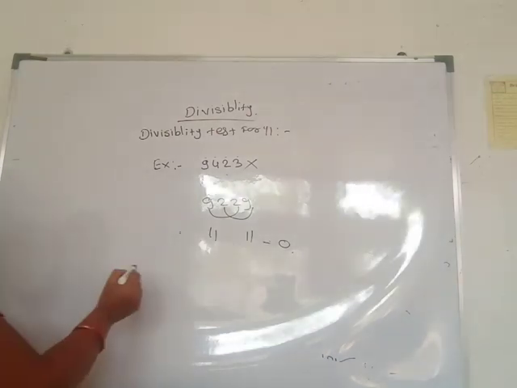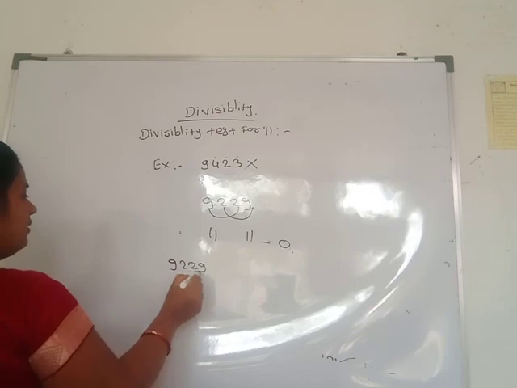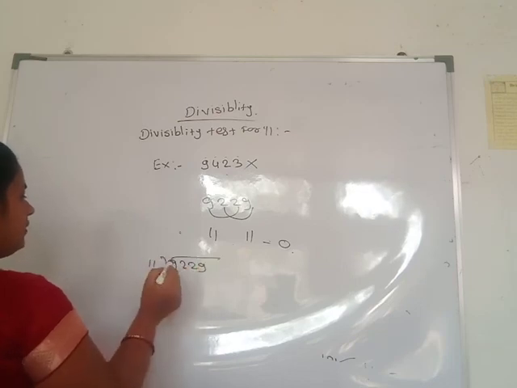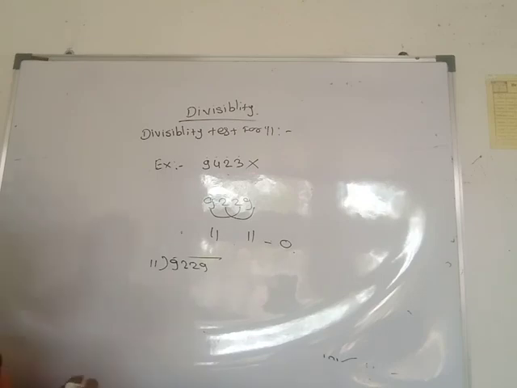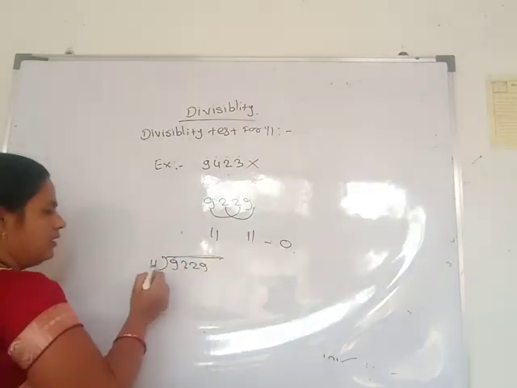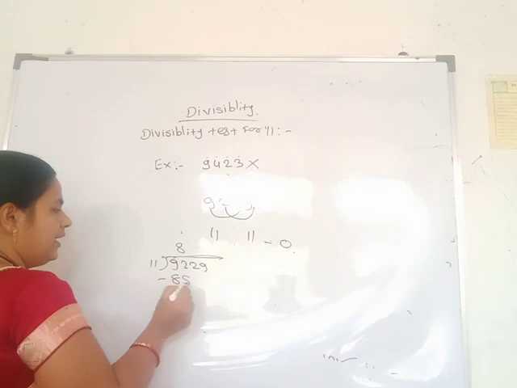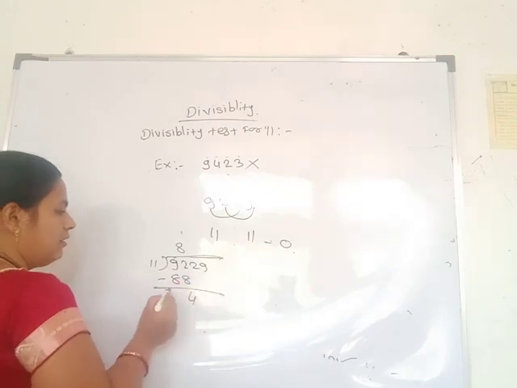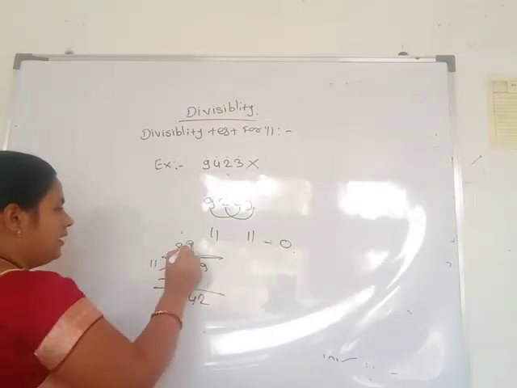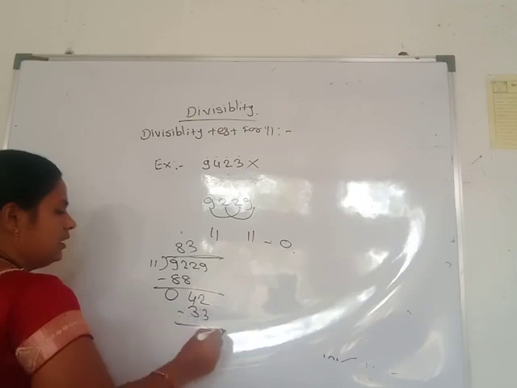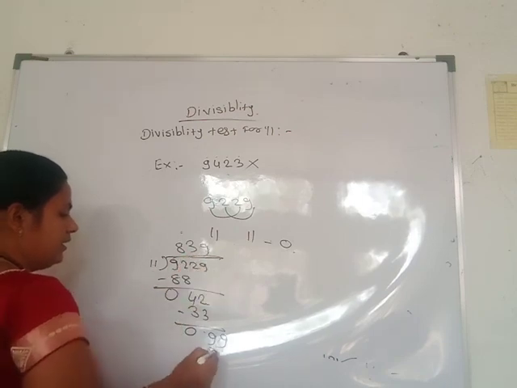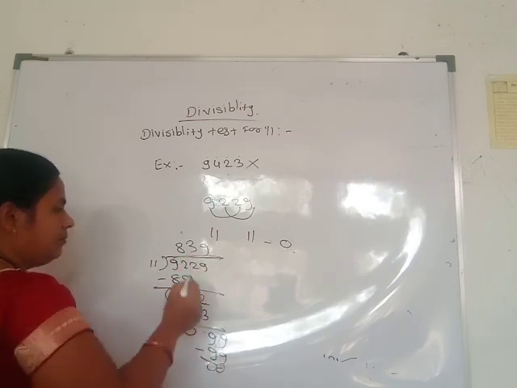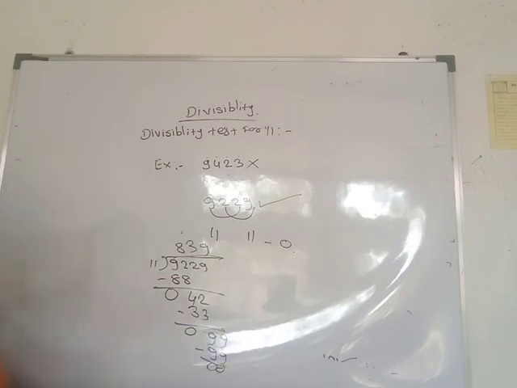You see here, this number is divisible by 11. Here 11 8s are 88. Then 12 minus 8, 4. Then you take 2. 11 3s are 33. Then again 12 minus 3, 9. This is 99. 11 9s are 99.